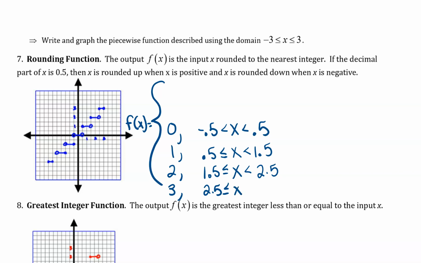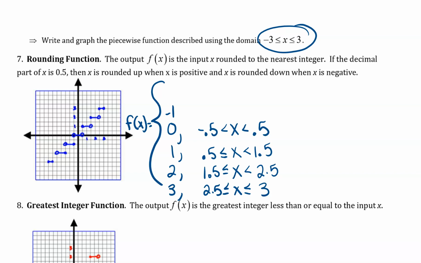All the way up to, we only want ours to go from negative 3 to positive 3. So we're not going past 3. So 3 would round to itself, obviously. Now we'll do the same thing for the negatives.